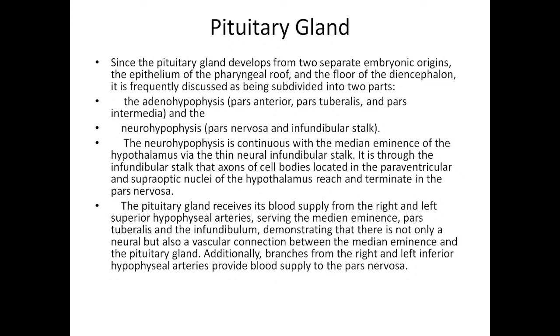The pituitary gland receives its blood supply from the right and left superior hypophyseal arteries, serving the median eminence, pars tuberalis and infundibulum, demonstrating that there is not only neural but also vascular connection between the median eminence and the pituitary gland. Additionally, branches from the right and left inferior hypophyseal arteries provide blood supply to the pars nervosa.